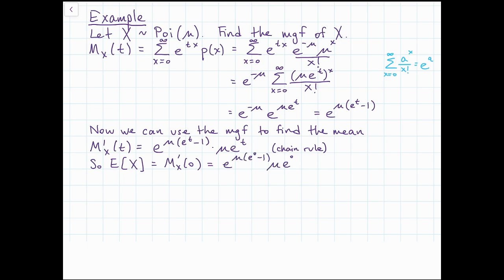So we'll have e to the mu (e to the 0 minus 1). Well, that just gives us 1. And then mu, and then e to the 0, which is also 1. So that gives us mu, as we expected.